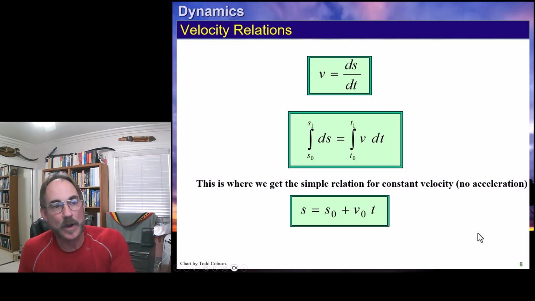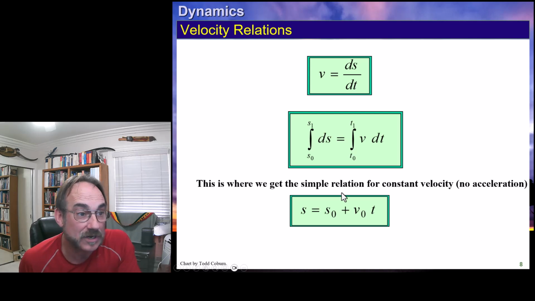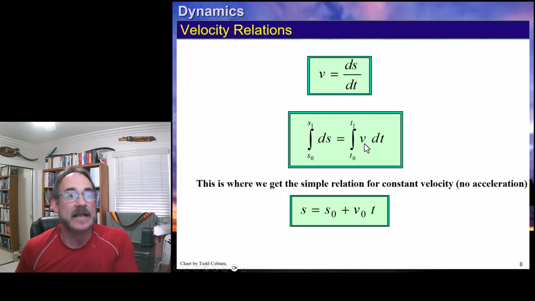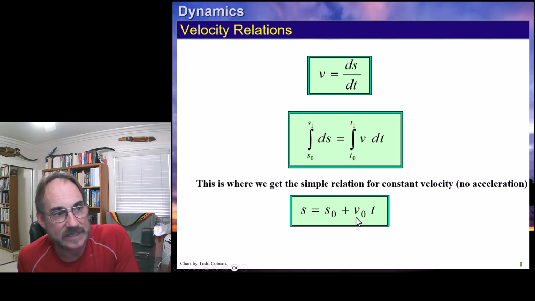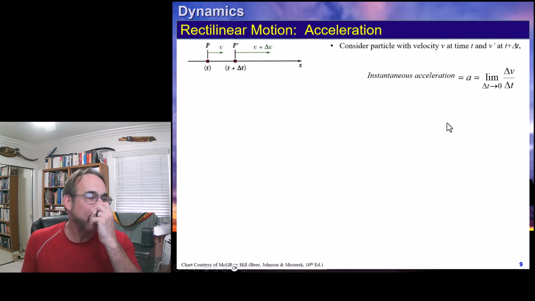So these are common equations. We're going to use these backwards and forwards. Remember, this last equation is only valid when the velocity is constant. If it's not constant, it may be changing such that it's not just quite this simple. Okay? All right.